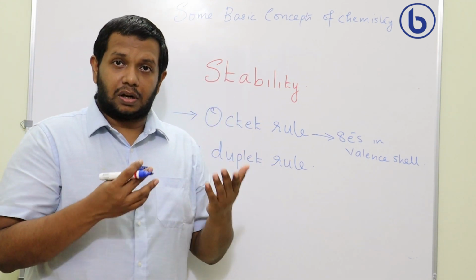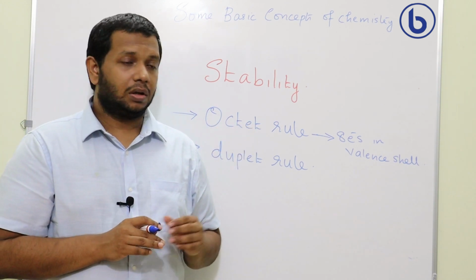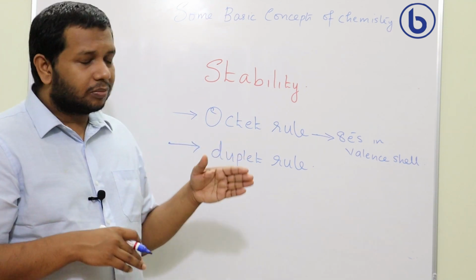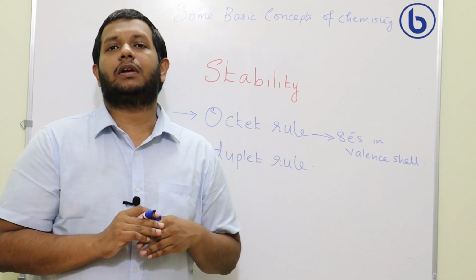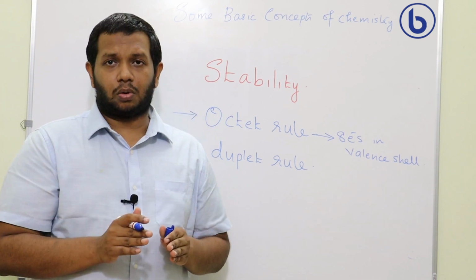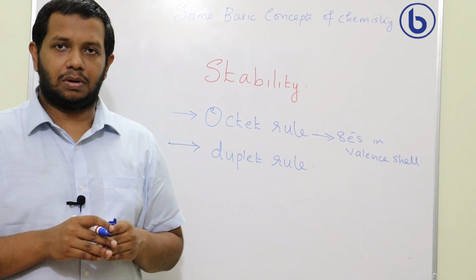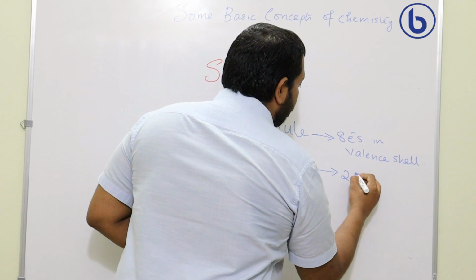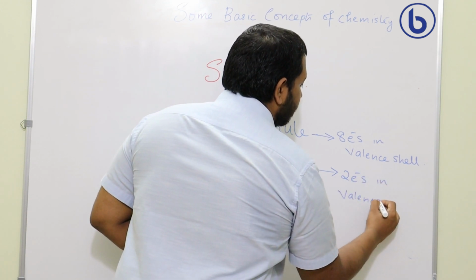Okay, there are elements which do not follow what we call the octet rule. For example, hydrogen follows a different rule, which is called the duplet rule. As per the duplet rule, if the element has 2 electrons in the valence shell, then that particular element is stable. So here it is 2 electrons in the valence shell.